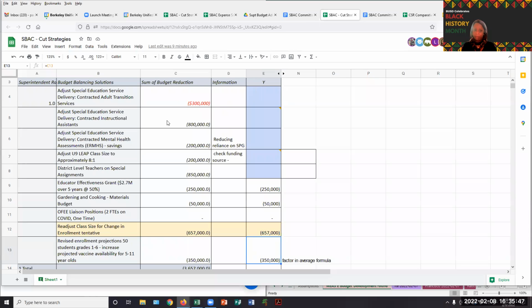So that would be the 800,000, and each of these special ed items is going to require a lot of work, and we've started this work. We're going to be having budget meetings with Sean, who is the executive director, but at this point we're not comfortable scoring it as a budget reduction.